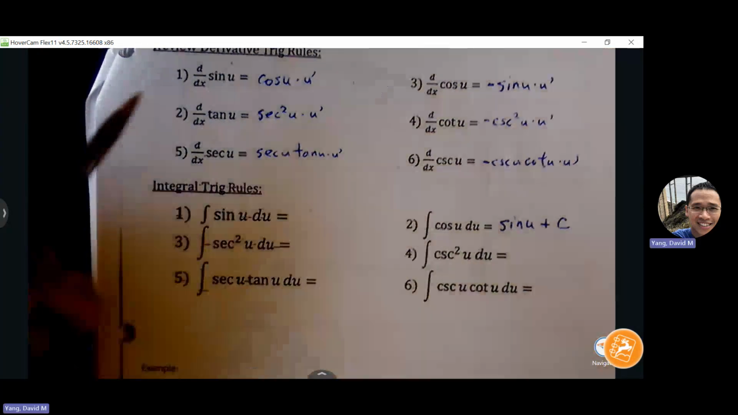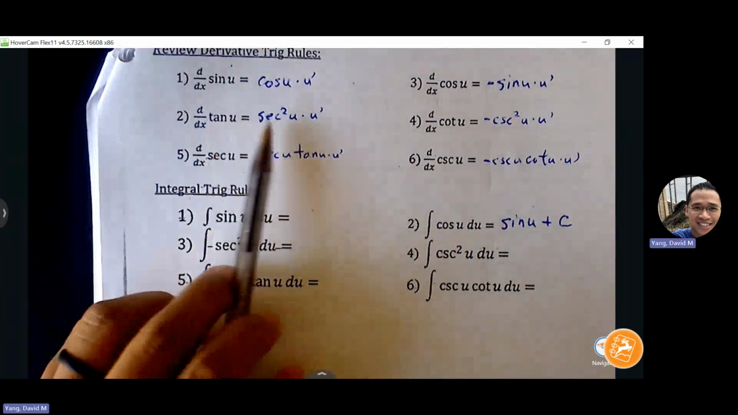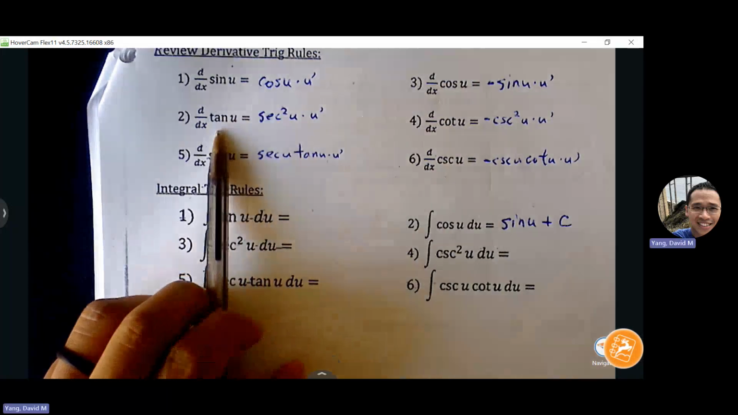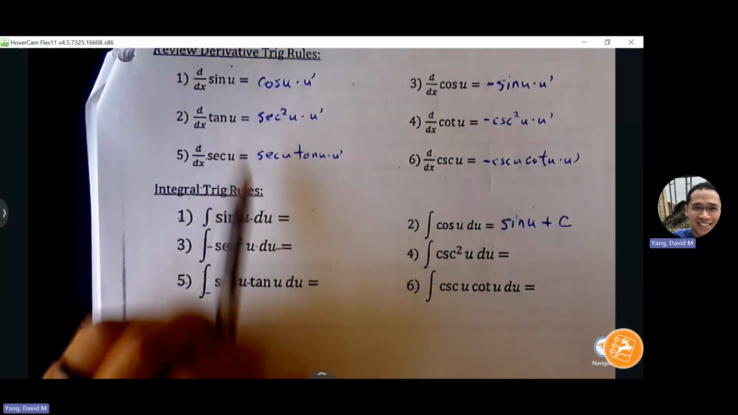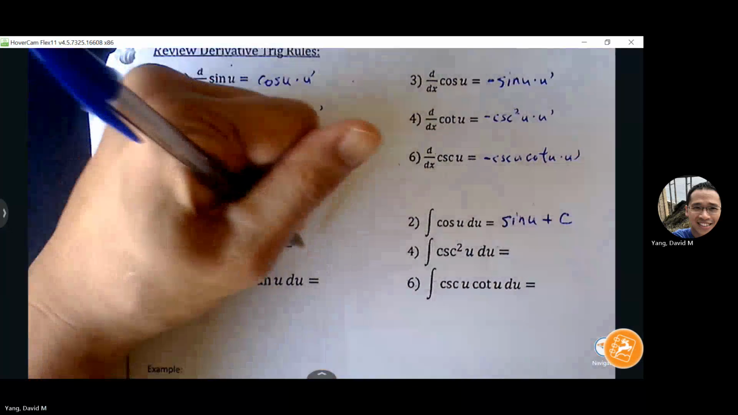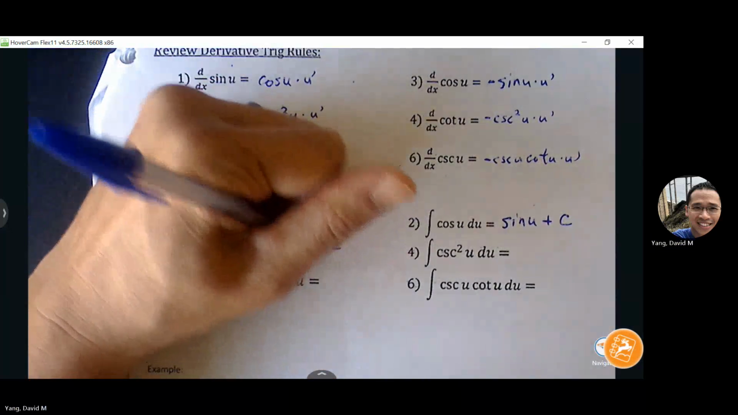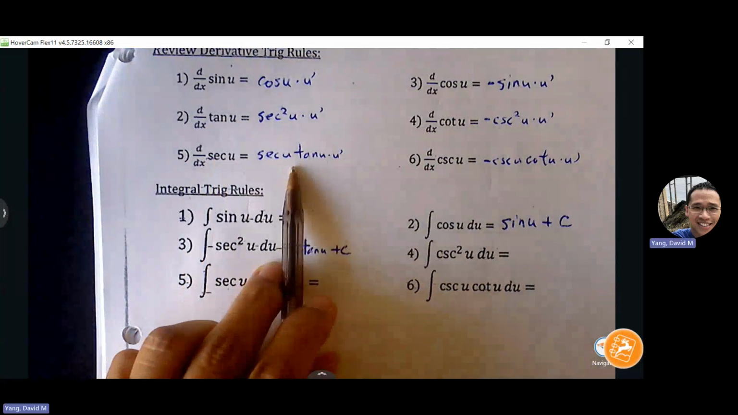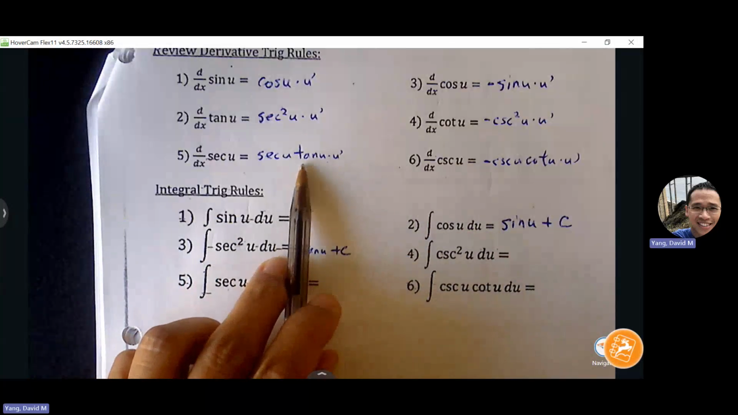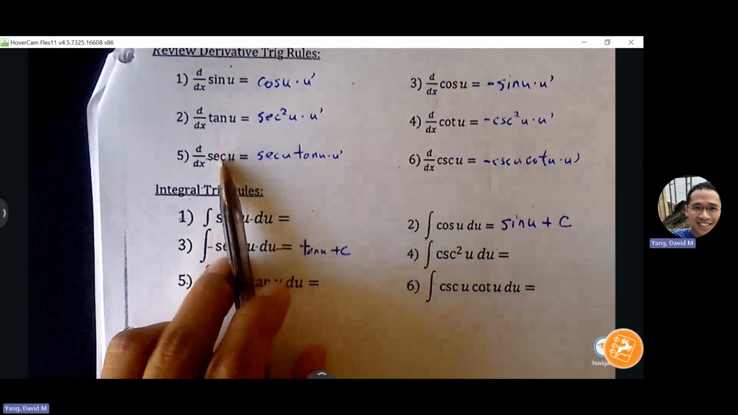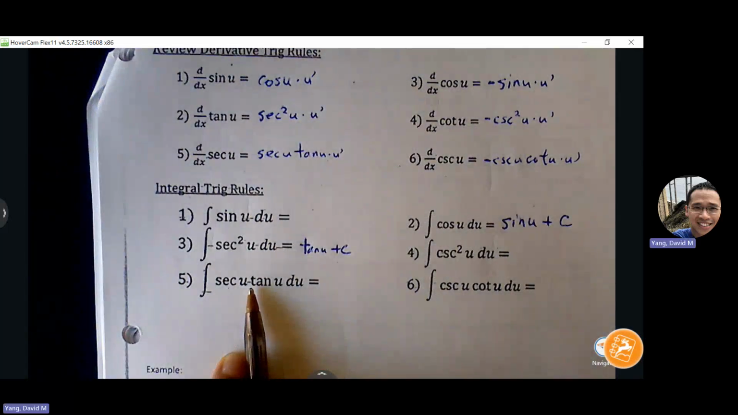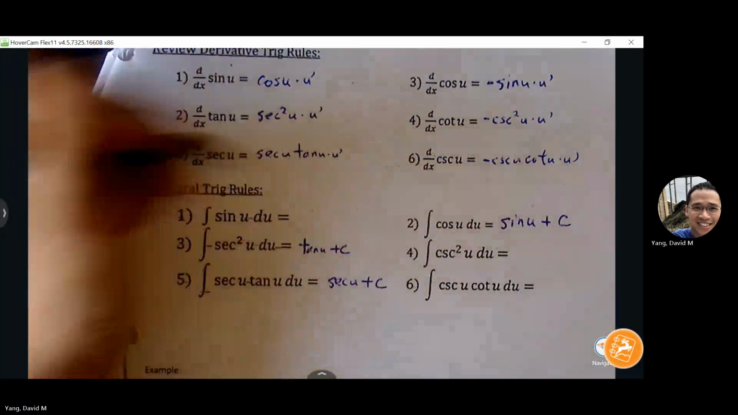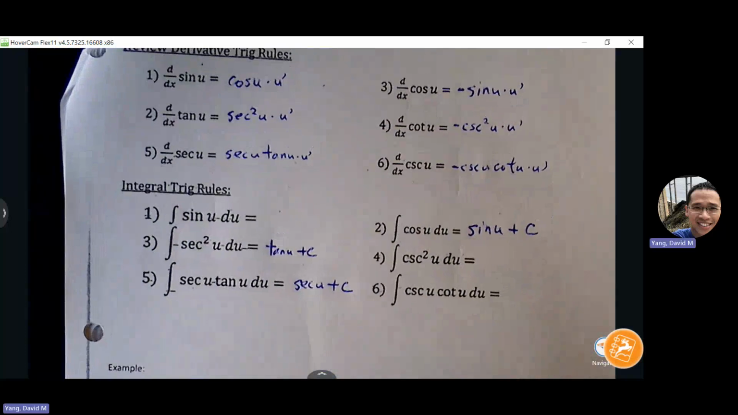Okay, let me do the easy ones first. If the derivative of tangent is secant squared, then the antiderivative of secant squared is what? Tangent, right? Plus C. And if the derivative of secant is secant tangent, then the antiderivative of secant tangent is secant. So that's this rule here, right? Those are straightforward. Okay.